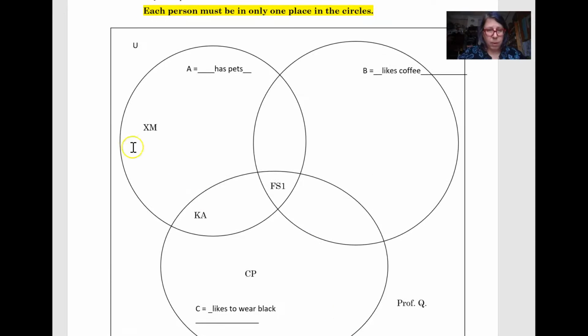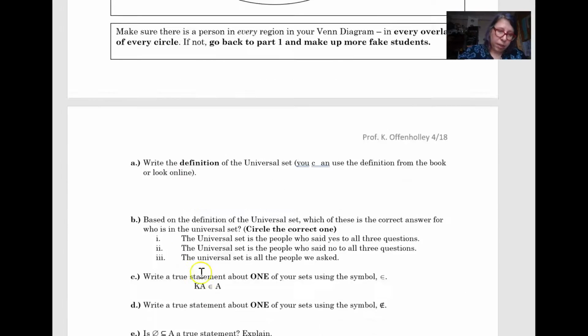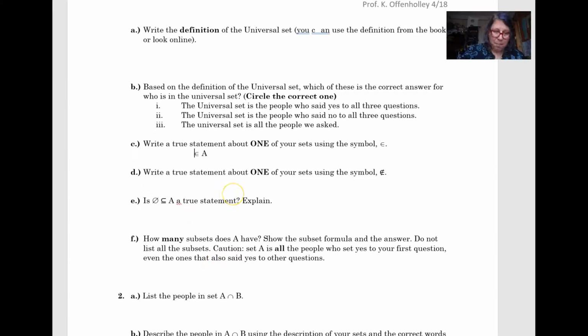Or I can change my mind. Oh, no, I want them. So I can write XM is an element of set A, whatever you like. And then you're going to go on to finish this part after you've watched the 3.1 video. See you in the next video.